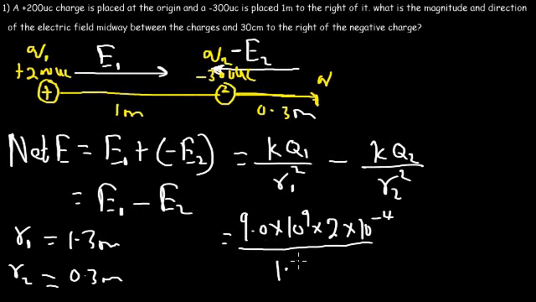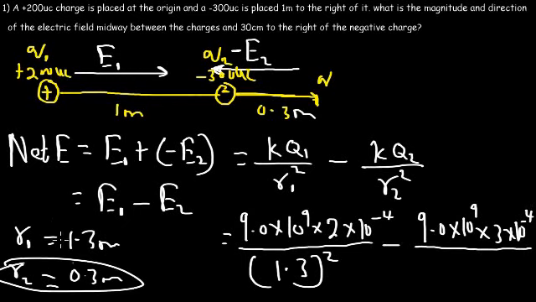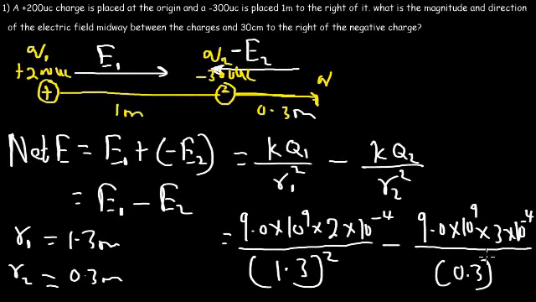I'm having 1.3 squared. Then I subtract this from the value of K, 9.0 times 10 to the power of 9, multiplied by the magnitude of Q2. That one is negative 300 microcoulombs. Earlier in the first problem, we said negative 300 microcoulombs results in 3 times 10 to the power of negative 4. So that's 3 times 10 to the power of negative 4. I divide this by R2 squared, which is 0.3 squared.